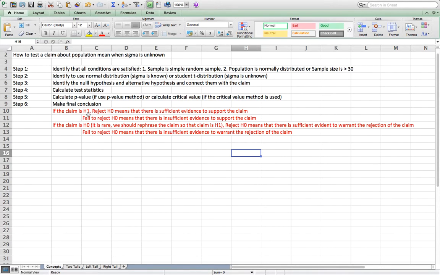If the claim is H1, the alternative hypothesis, rejecting the null hypothesis means that there is sufficient evidence to support the claim. Failing to reject the null hypothesis means that there is insufficient evidence to support the claim.